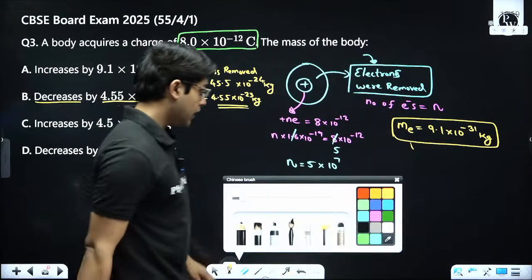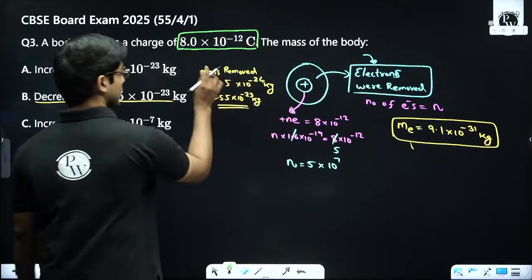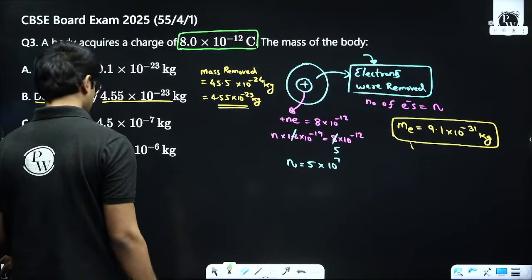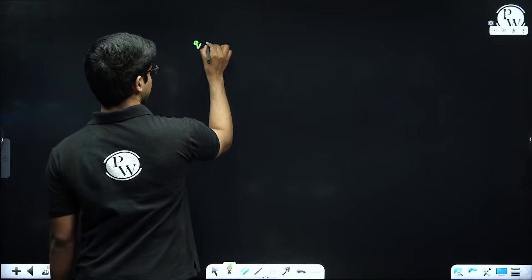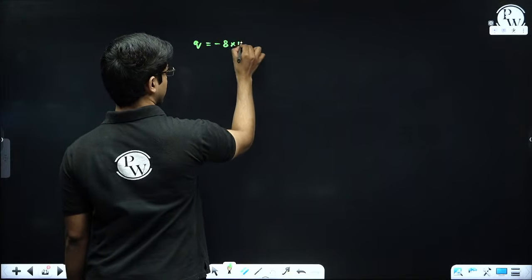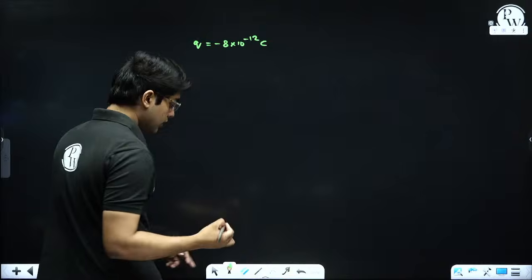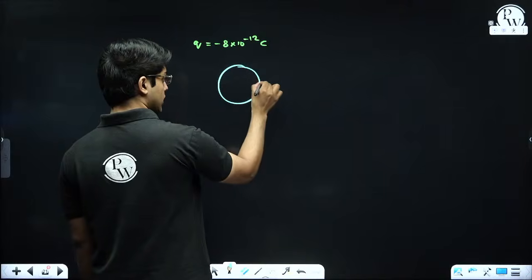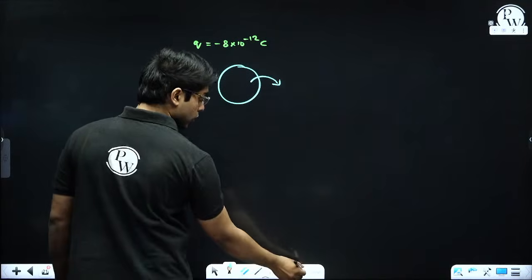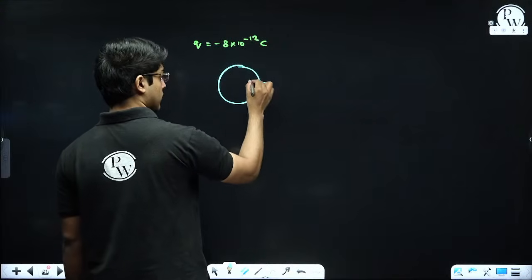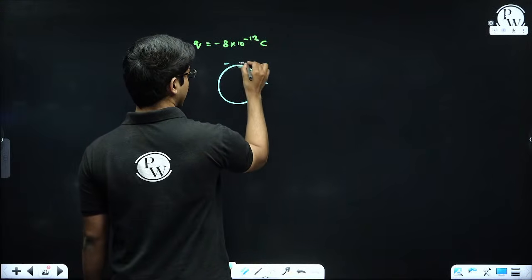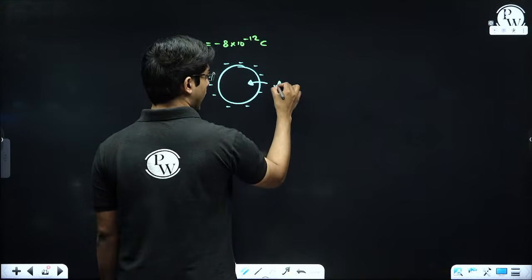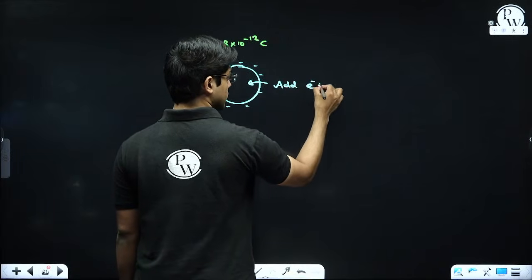So that is it. Now, if in the same question, the charge on the body was given to be negative 8 into 10 raised to minus 12, then the logic is exactly opposite. If you want to positively charge an object, you remove electrons. If you want to negatively charge an object, you add electrons. If you want to negatively charge a neutral body, then you add negative charges, which means you add electrons to the body.